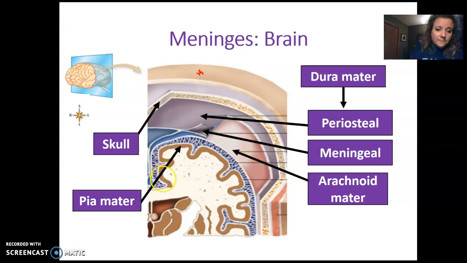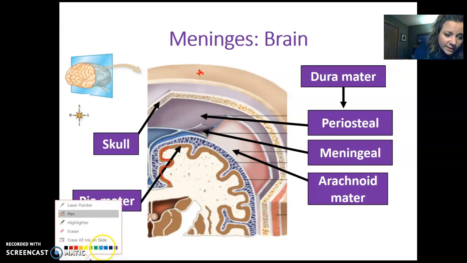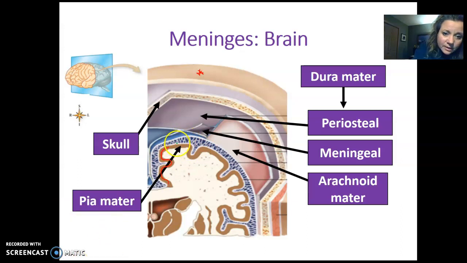And finally, in our picture here, what we're looking at is a frontal section of the head. And this brownish area here, this is representing the gray matter of the cerebral cortex. And above that, which I will highlight in green, this layer right here, this is the pia mater. Once again, delicate, transparent, the only one of the meninges to actually touch the nervous tissue.